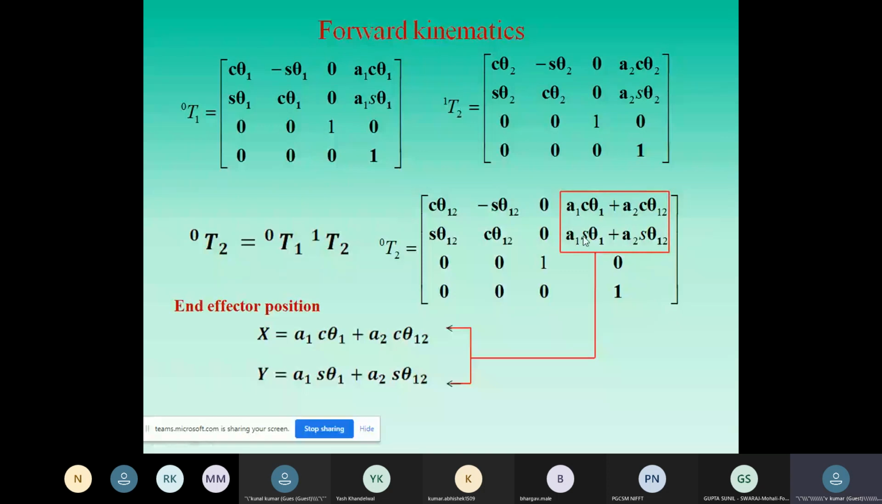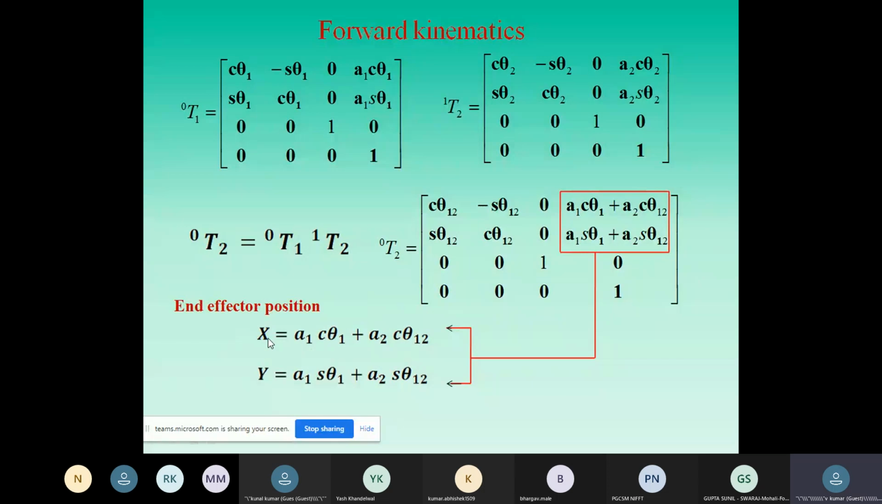And here you see what the position is: A1 C theta 1 + A2 C theta 1,2, and A1 sin theta 1 + A2 sin theta 1,2. And in the last column, for frame 2 with respect to 0, 0T2 means frame 2 with respect to 0 coordinates will be A1 C theta 1 + A2 C theta 1,2. And the red box gives the x and y coordinates. And this is our end effector position.